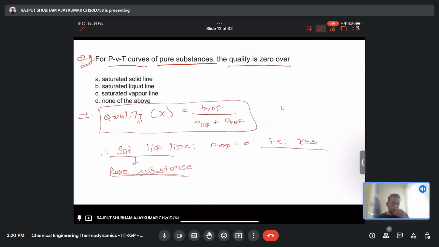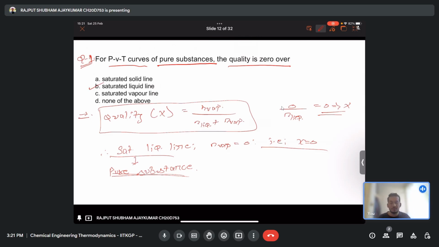For a pure substance the quality is 0, because the pure substance will have only pure liquid and no vapor, so the number of moles of vapor will be 0. So the only thing left is 0 over the number of moles of liquid, which is 0, equal to x. So the quality factor will be 0 for the saturated liquid line.